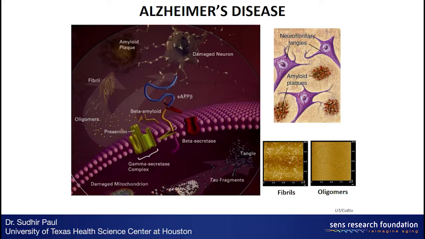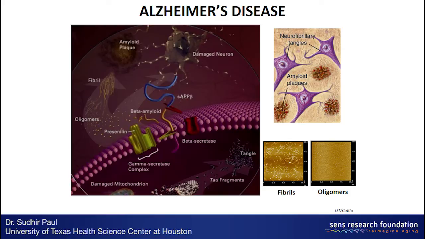So in Alzheimer's disease, the tau forms tangles within the cell. This here is the lipid bilayer separating the intracellular and the extracellular space. This is a neuron within the brain, and an example, a stained neuron is shown in the right upper corner with the amyloid plaque outside the cells and the tangles inside.